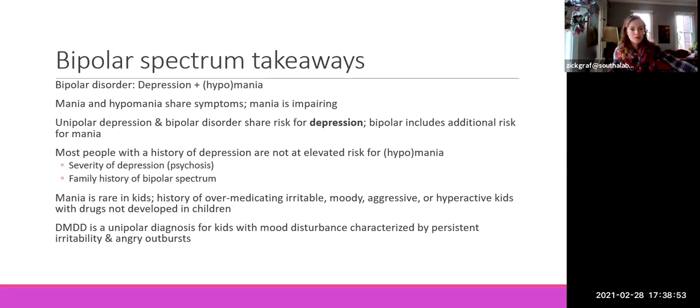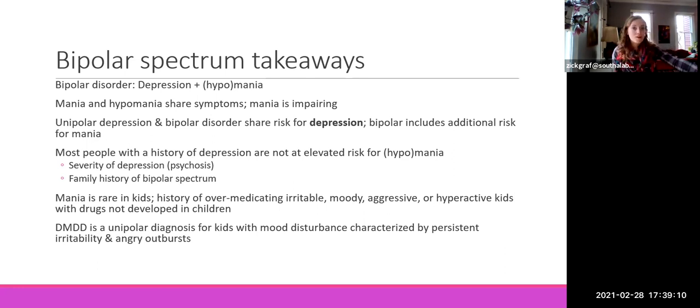Two features of someone with depression that do indicate that they have elevated risk of bipolar illness are if they have really, really severe depression, especially psychotic depression, and if they have a family history of bipolar spectrum disorders, because these are very heritable disorders.